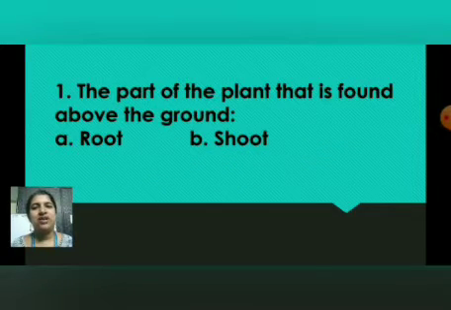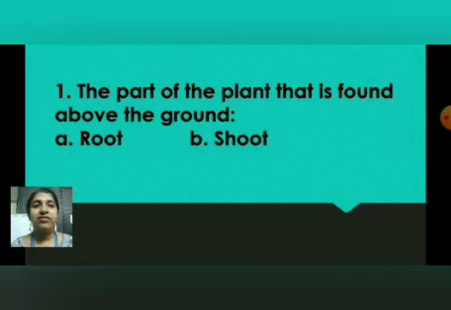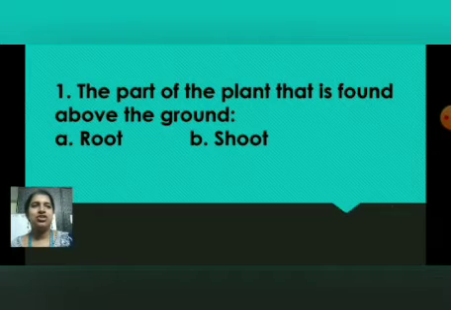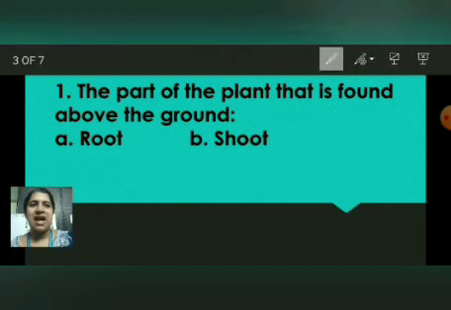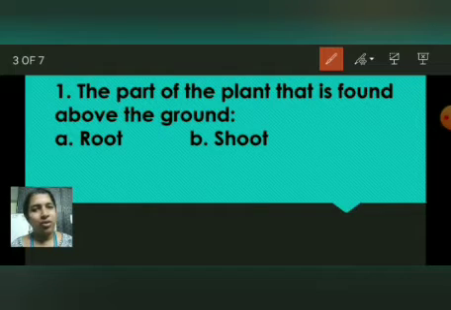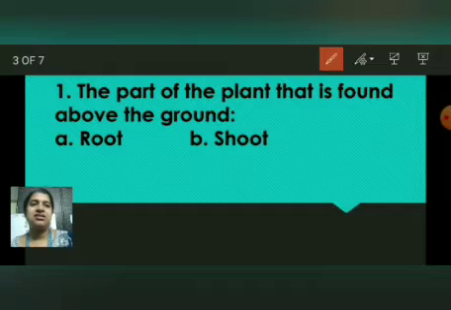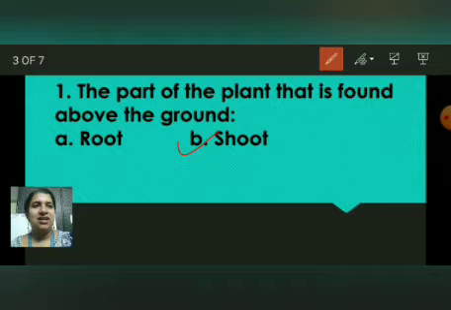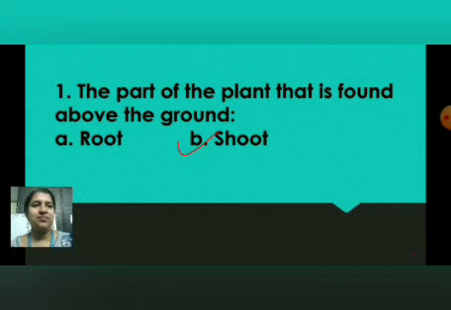Yes, so the first question is: the part of the plant that is found above the ground. Is it the root or is it the shoot? Think about it and tell me the part of the plant that is found above the ground. Yes, can it be the root? No, the root grows below the ground. So therefore the answer is shoot. So let's tick off shoot. Alright, now let's go to the next question.